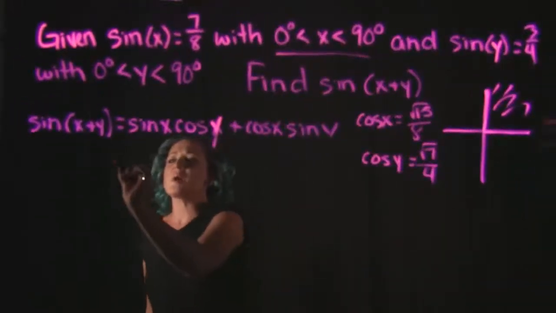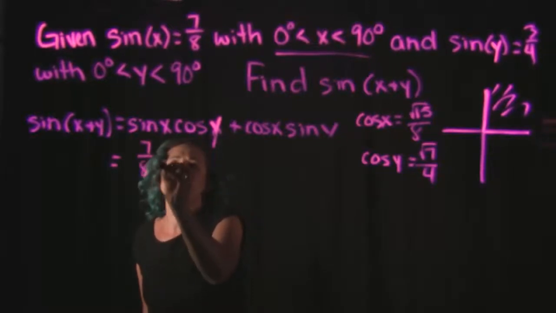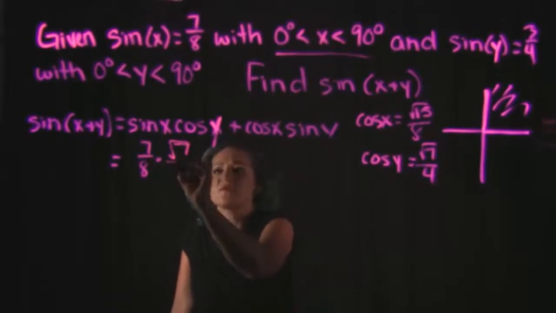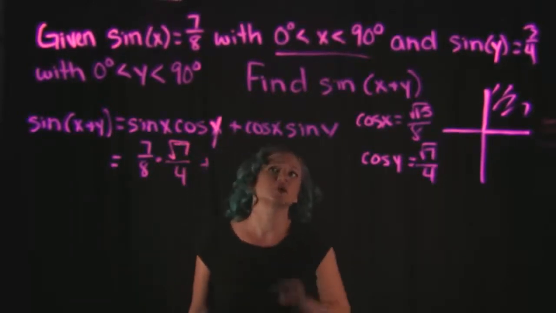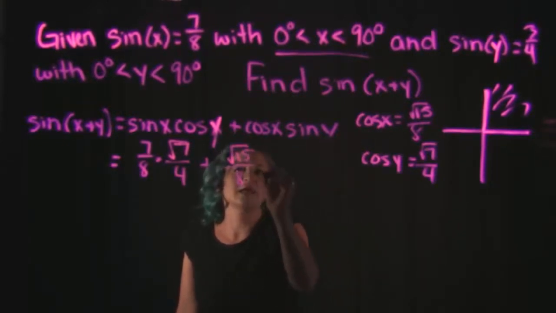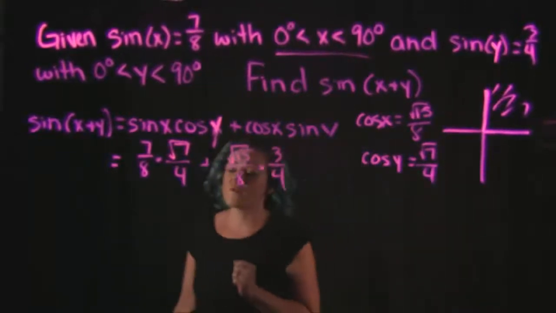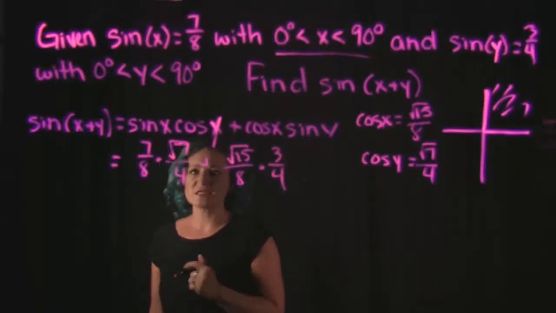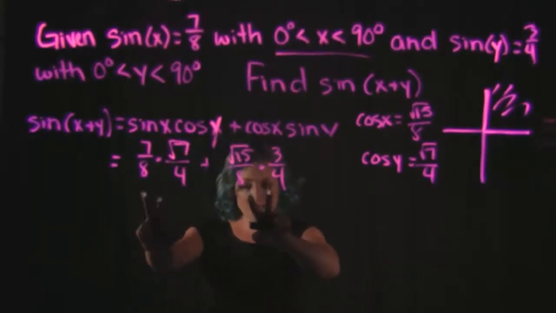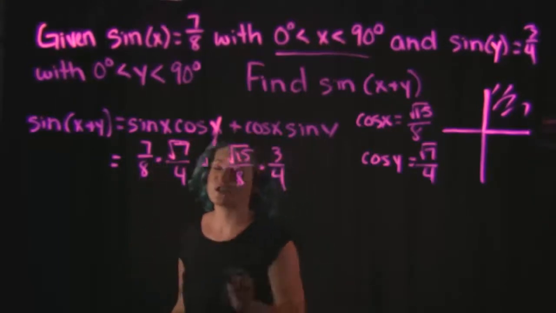So in order to wrap this problem up, let's do a little bit of plug and chug here. So sine of x is equal to 7/8. We're multiplying that by cosine of y, which we figured out is the square root of 7/4, plus cosine of x, which was the square root of 15/8, times sine of y, which was given to us, was 3/4. So if we try and simplify this, so first off, remember when we are multiplying fractions here, order of operations, we multiply before we add.